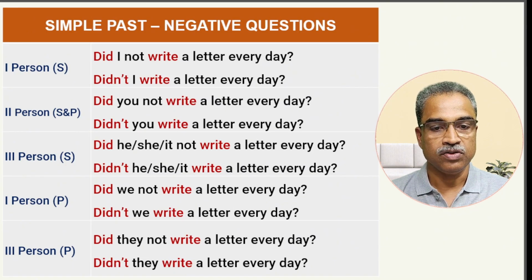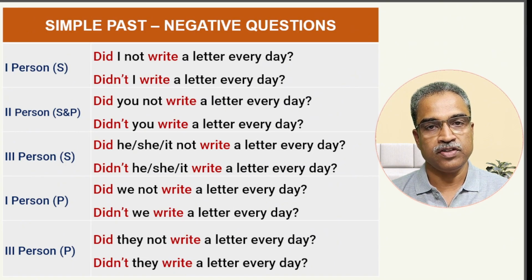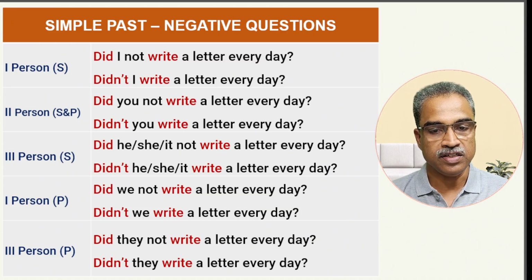Here, didn't. So what you need to do is, if you start with the contracted form, then it should be didn't. Didn't I write a letter? Didn't I tell you? Didn't I teach you about this one yesterday? So these are the questions we frame.